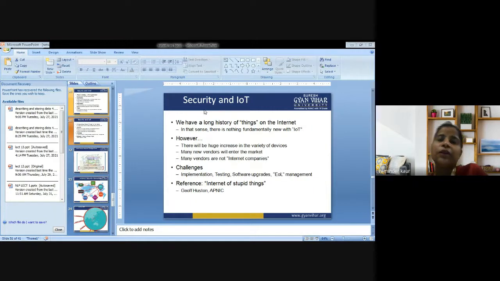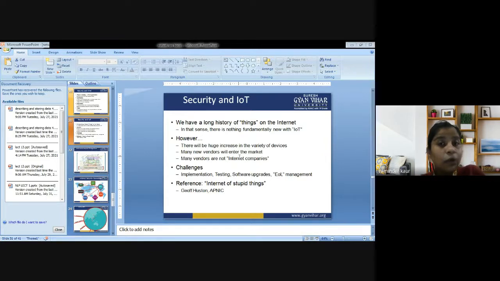So next is what is the role of security in IoT. We have a long history of things on the internet, so in that sense there is nothing fundamentally new with the IoT. However, there will be a huge increase in the variety of devices and many new vendors will enter the market. Nowadays, this is a view of today's market.